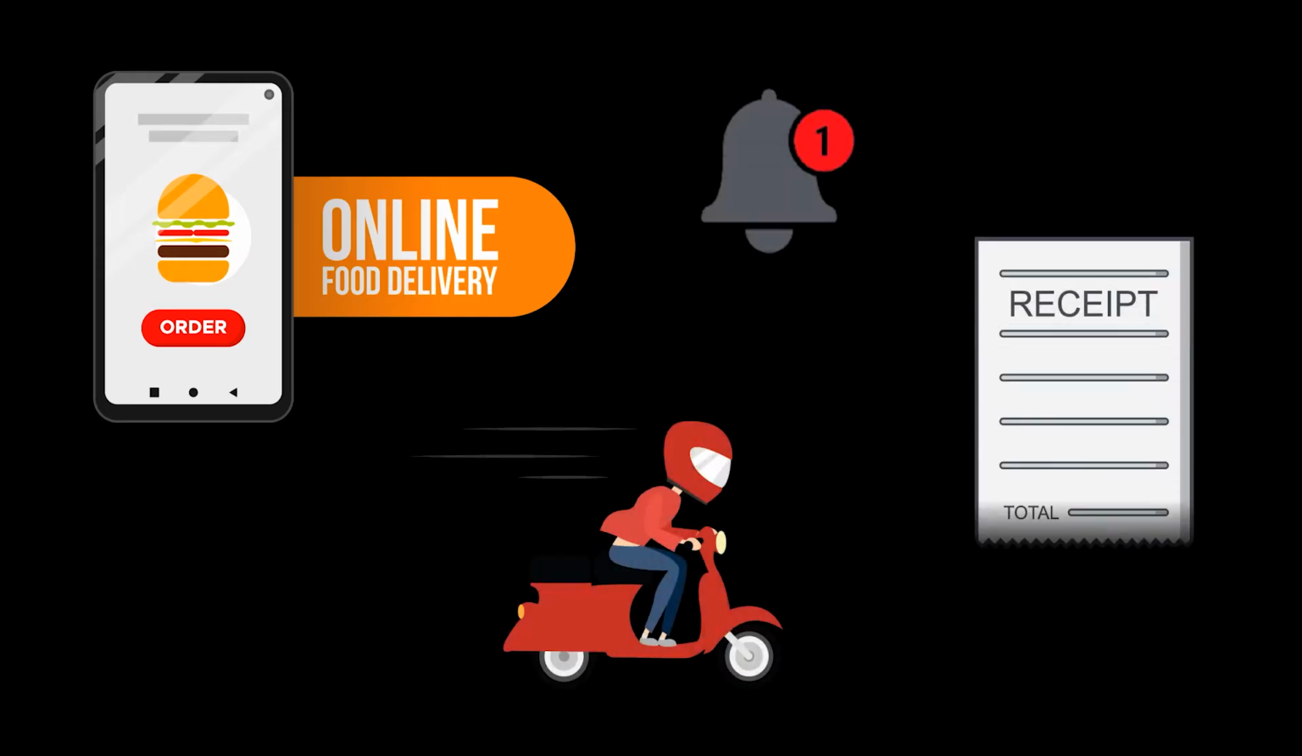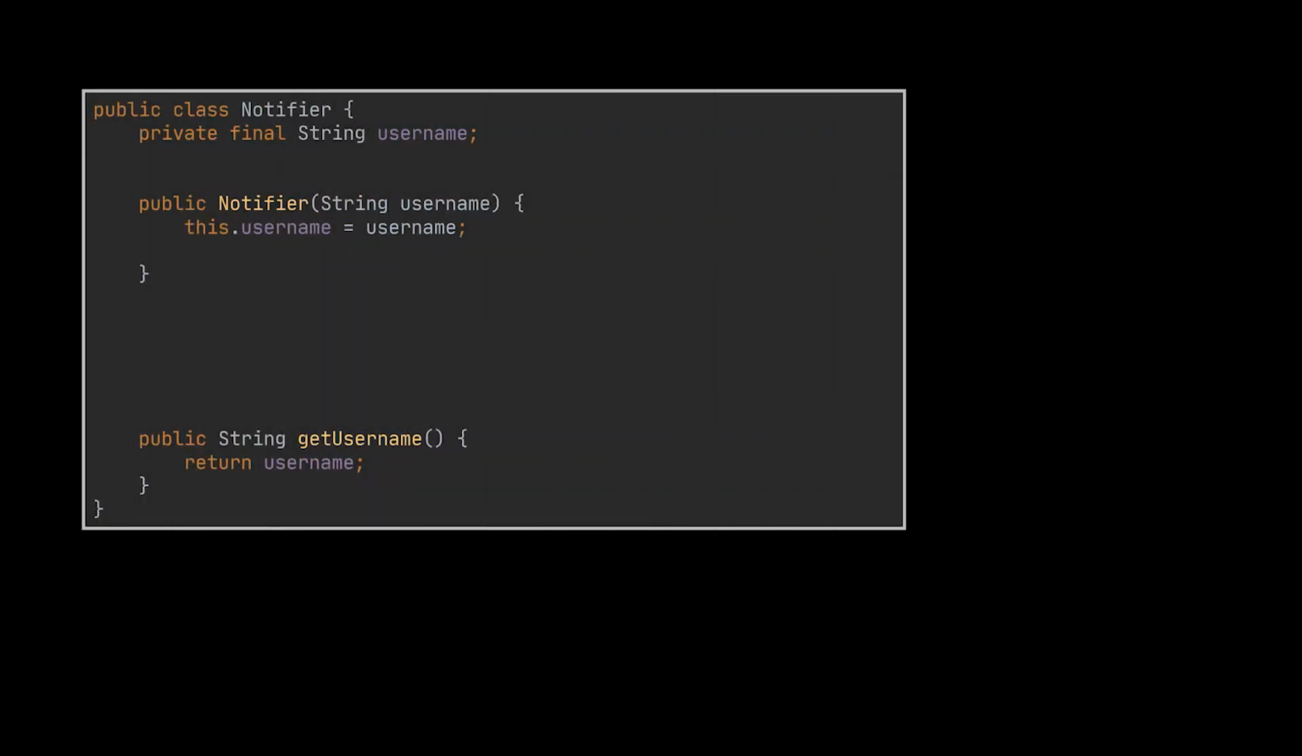Suppose we're working on the notification service of our famous food delivery application. The service notifies our customers about important events, such as delivery departure and arrival, order receipt, etc. Okay, the initial version of this service was made of the notifier class you see in front of you.